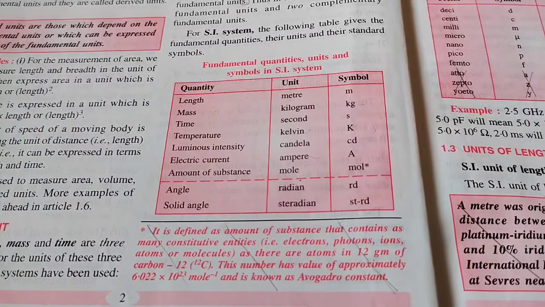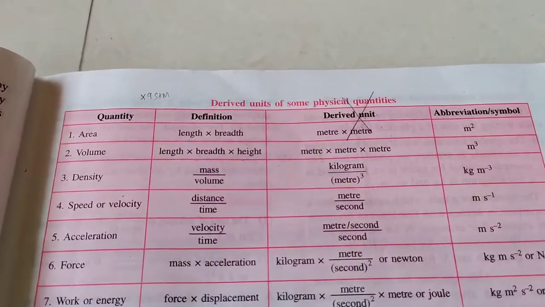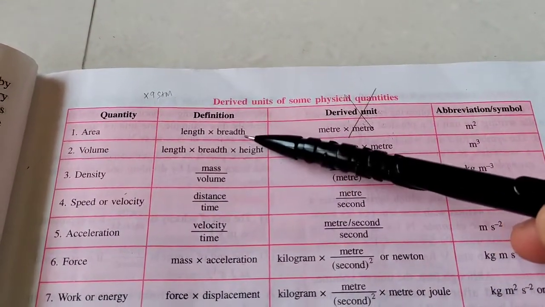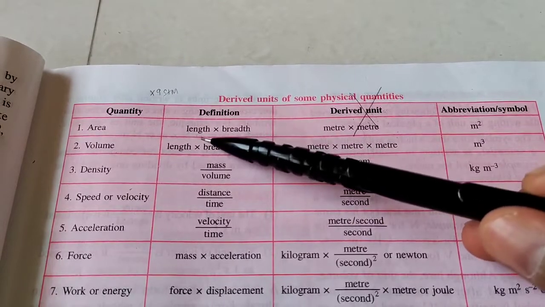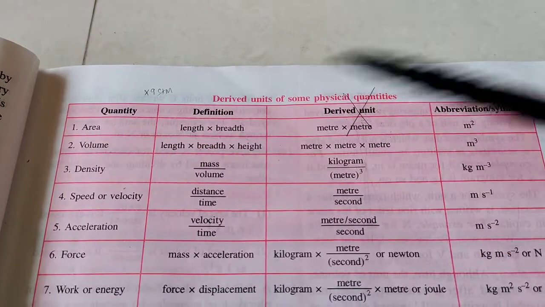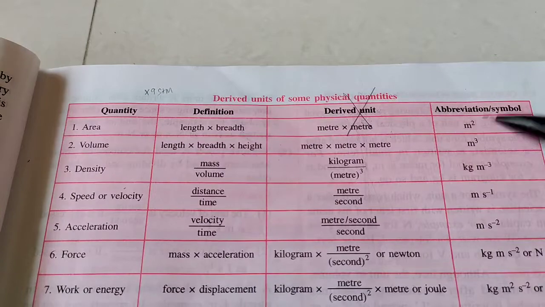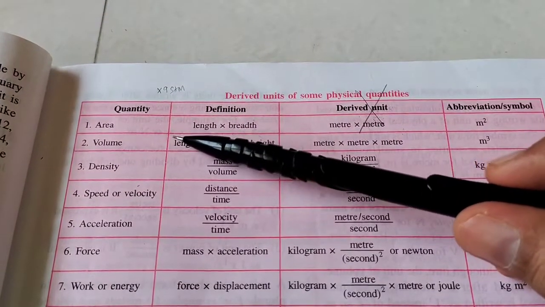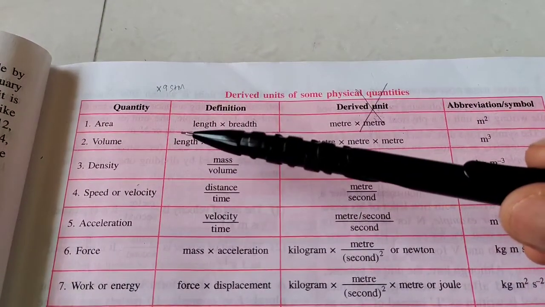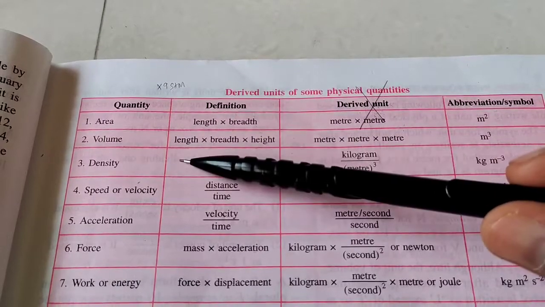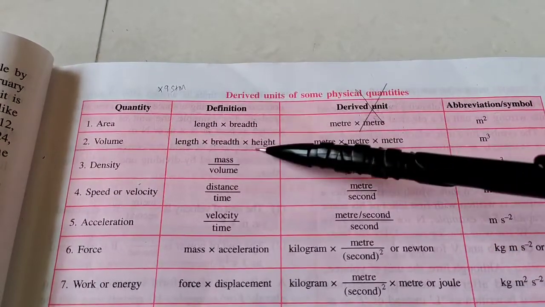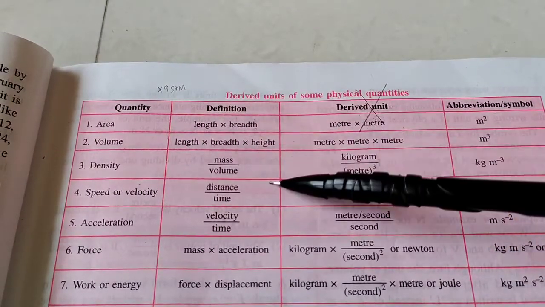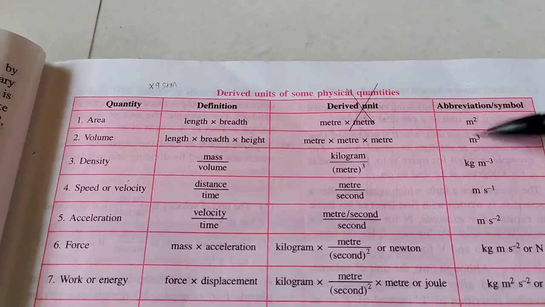For example, look at this table on page number 7, derived units. We know that area is length into breadth. Now length is measured in meters and breadth also in meters, so its unit is meter squared. So it is not a fundamental quantity. It is derived from the fundamental quantity of distance. Volume is also length into breadth into height, that is distance into distance into distance. So the unit is meter cube, that is the SI unit.